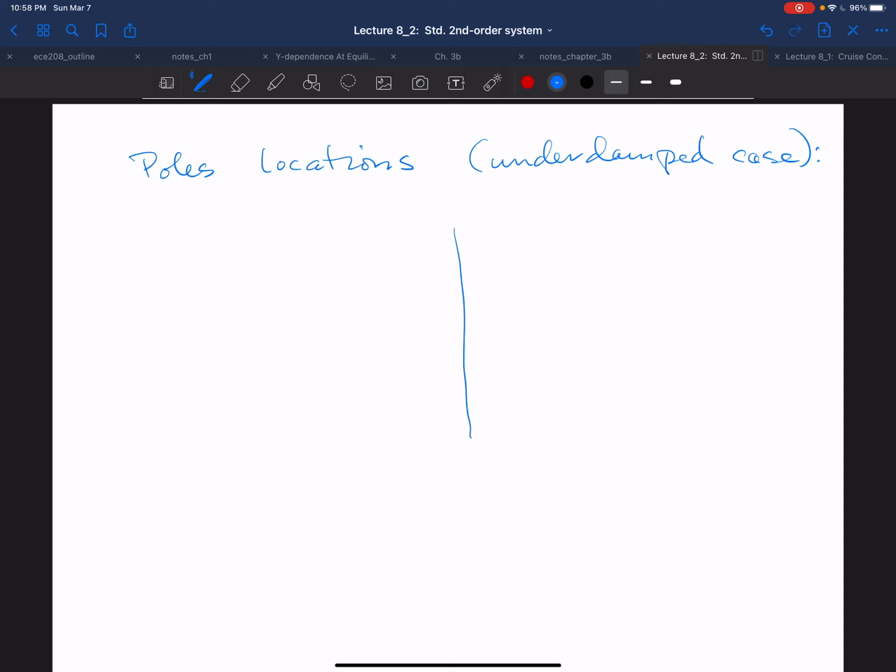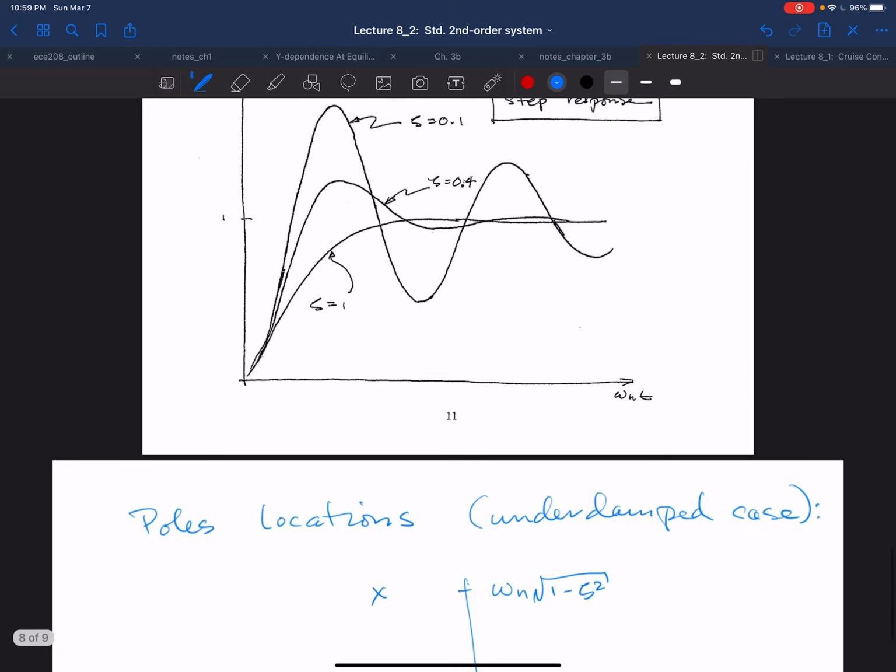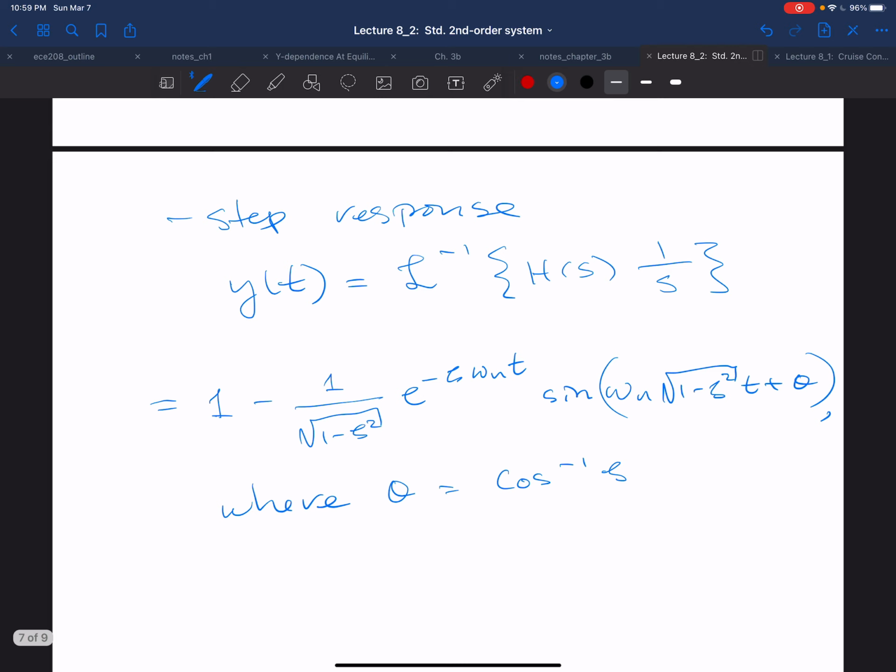So we know that in this case we get complex poles, and specifically their real part is minus zeta omega n. The imaginary part is plus or minus omega n times the square root of 1 minus zeta squared. Okay, so we saw these terms crop up in our expressions for the responses, both impulse and step responses.